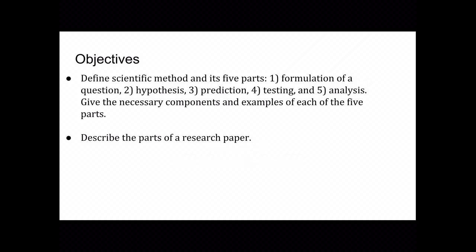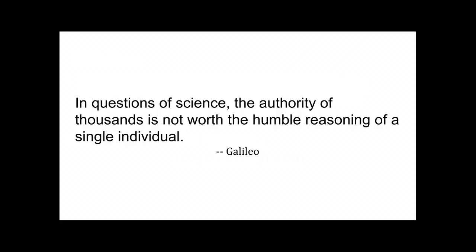Define the scientific method in its 5 parts, which are the formulation of a question, hypothesis, prediction, testing, and analysis. Give the necessary components and examples of each of the 5 parts. And our other objective is describe the parts of a research paper.